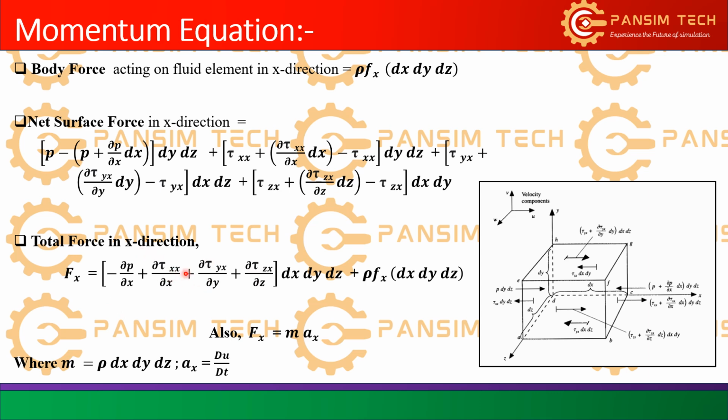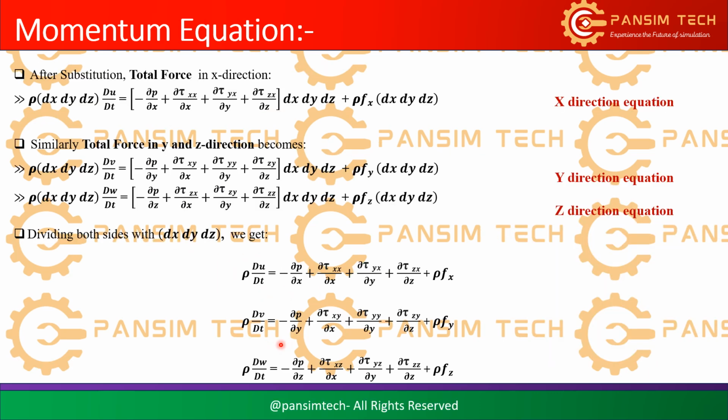So tau xx is what? Shear stress in x direction, tau yx, and so on. So this is all component: x component, y component, and z component for a particular x direction. Okay. So can we say that force in x direction should be equal to mass into acceleration in x direction? So can we equate these two? Obviously yes. So you can see it from there.